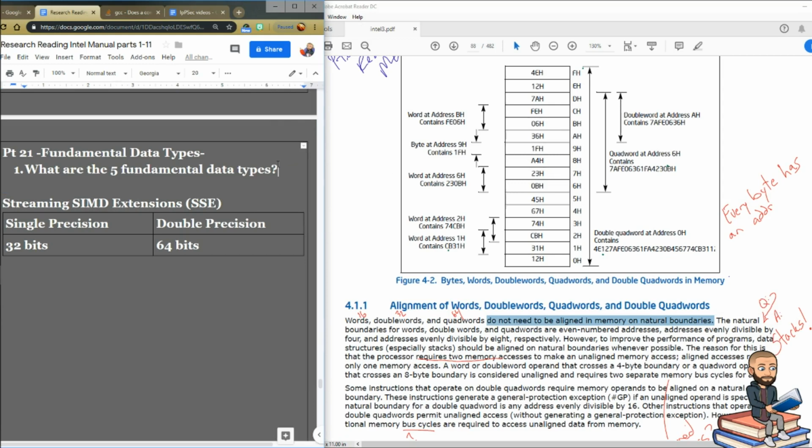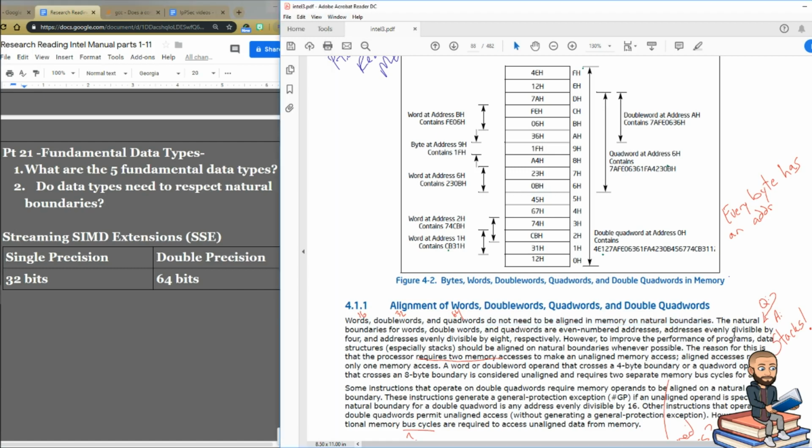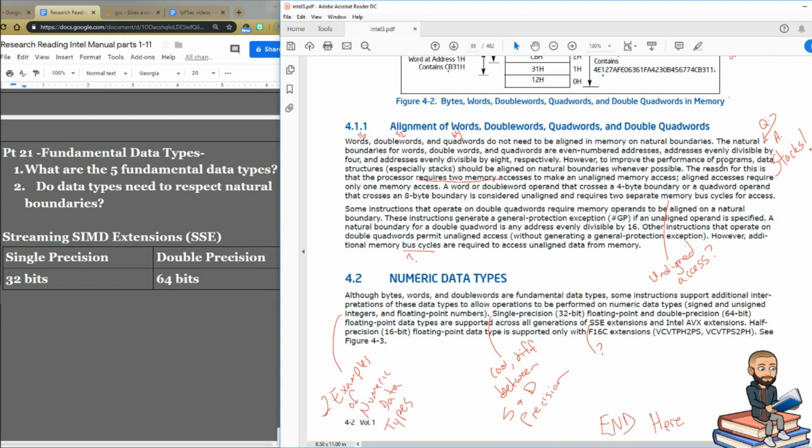So here's your question, and I'm going to be a little funny in this. Do data types need to respect natural boundaries? The professional way to look at it is that it does not need to be aligned, but I understand the human need for natural boundaries, so I use that terminology right there.